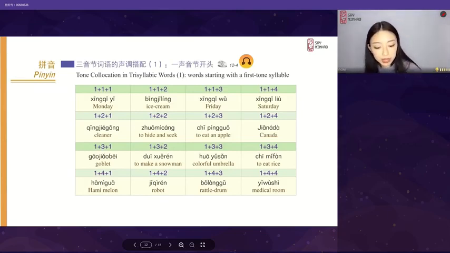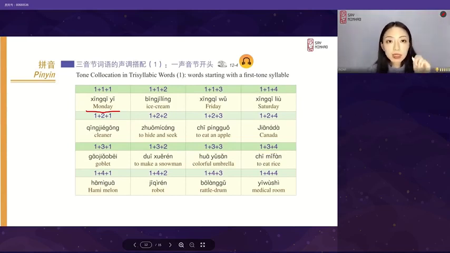For example, this one, 星期一, it means Monday, right? 星期 means week and 一 means one, first. So 星期一, Monday, in this trisyllabic word, we can obviously separate it into 星期 and 一, a disyllabic word and a monosyllable, okay? So in this situation, we just pay attention to the rules of disyllabic words. For 星期, how to read it, and 一, how to read it, okay?